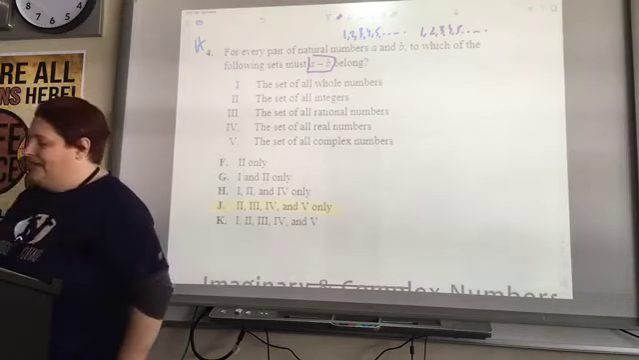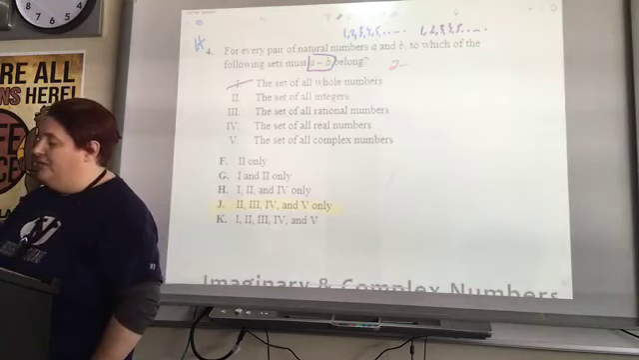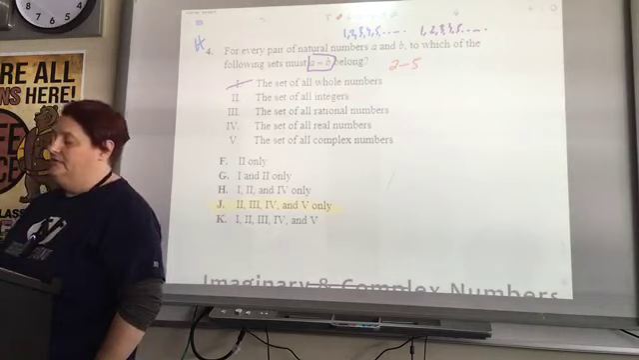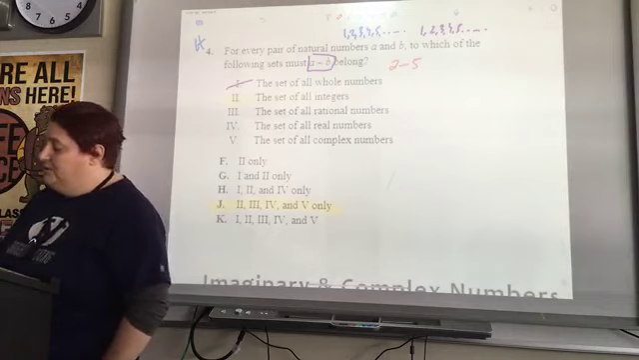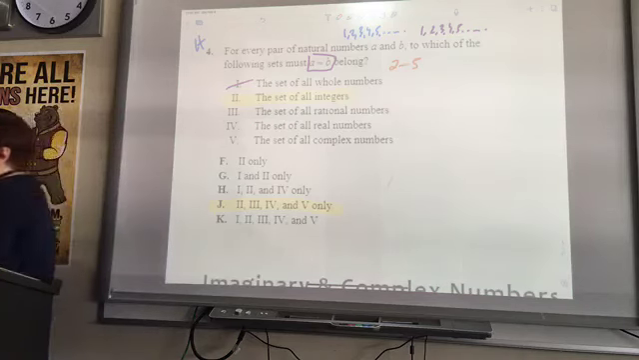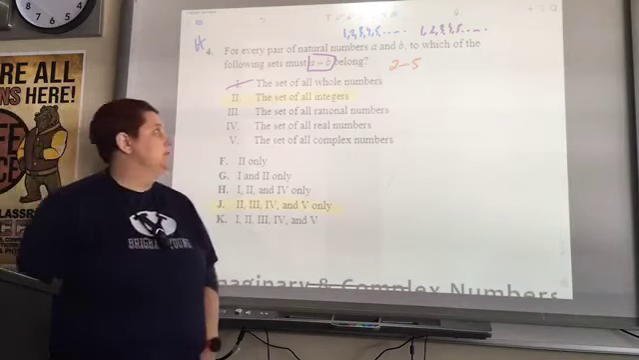It's not the set of all whole numbers, because what if I chose A to be 2 and B to be 5? That's not a whole number, that's an integer. But when I subtract those, I have to get an integer. I can't subtract two natural numbers and get a decimal. It doesn't work that way.